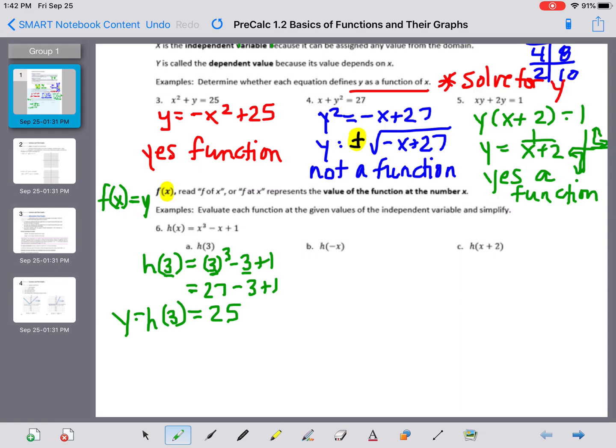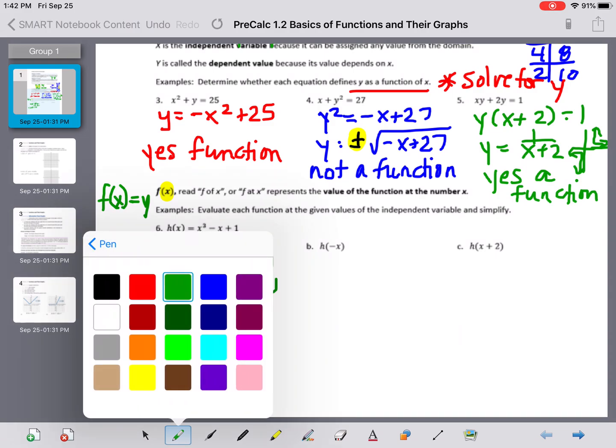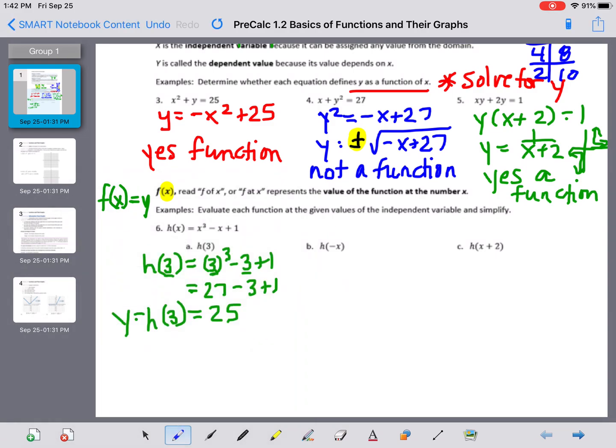Okay, next one I get is h at negative x, okay? So that means everywhere I see an x, I'm plugging in negative x. So I see negative x cubed minus negative x plus 1. So negative x cubed is negative x cubed because 3 negatives make a negative. Negative times the negative x will become plus x plus 1. Nothing more I can simplify, so that is my h of negative x.